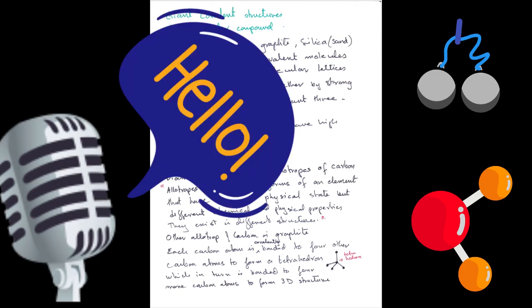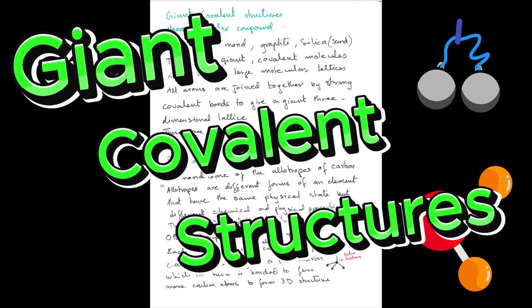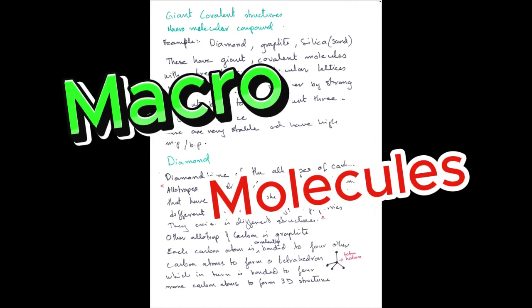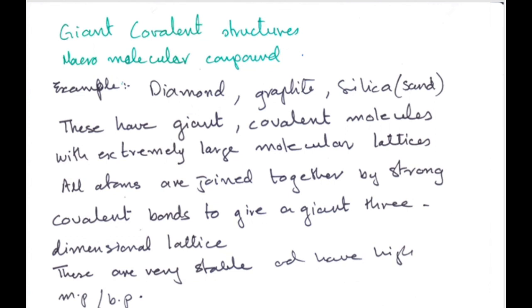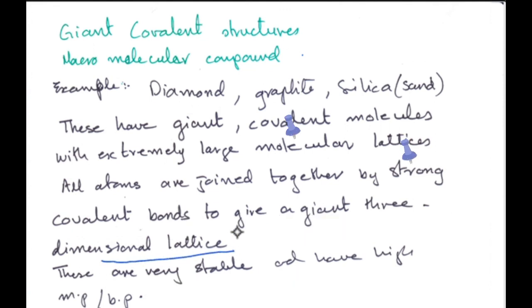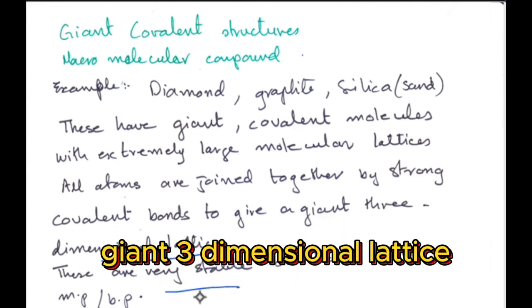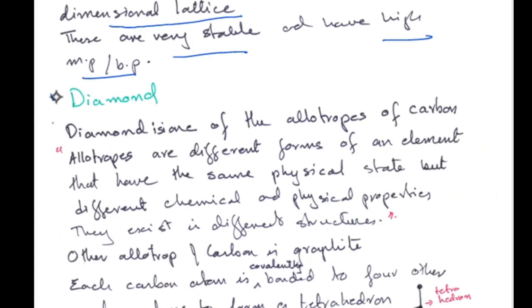Hello, students. Today I am going to start off with the last topic of bonding, and that is giant covalent structures. They are also called macromolecules. First examples are diamond, graphite, and silica, which is also known as sand. These have giant covalent molecules with extremely large molecular lattices. All atoms are joined together by strong covalent bonds to give a giant three-dimensional lattice. These are very stable and have high melting points and boiling points.